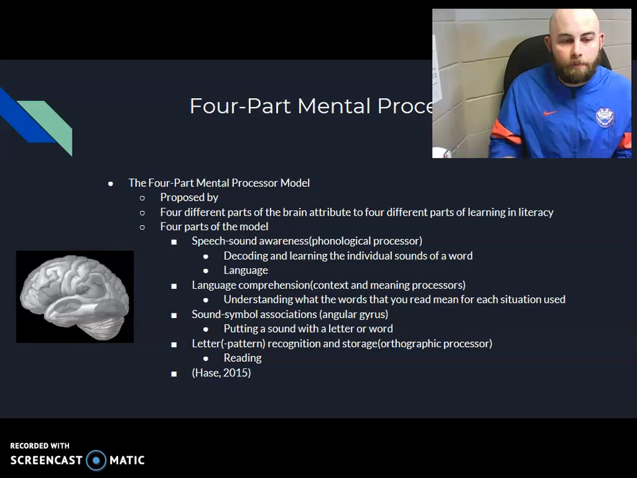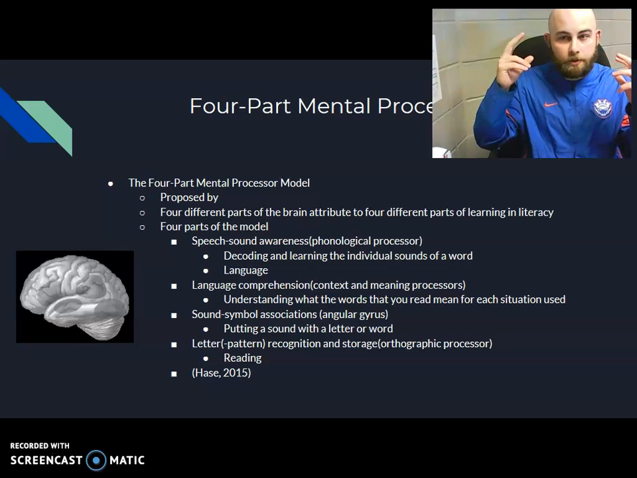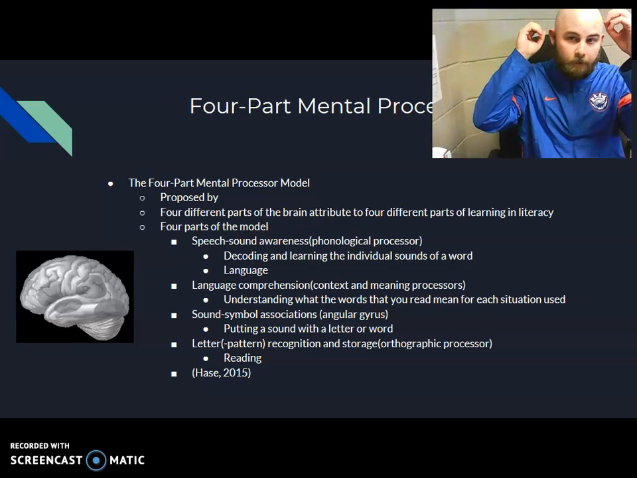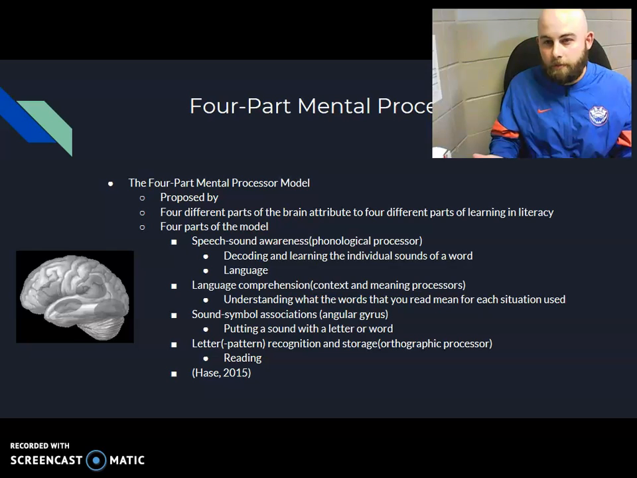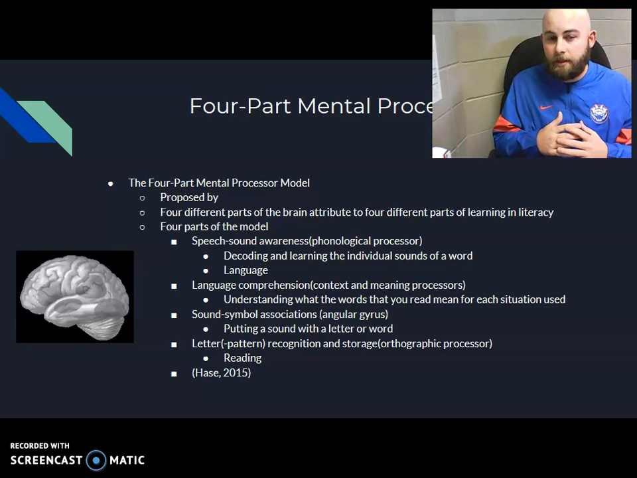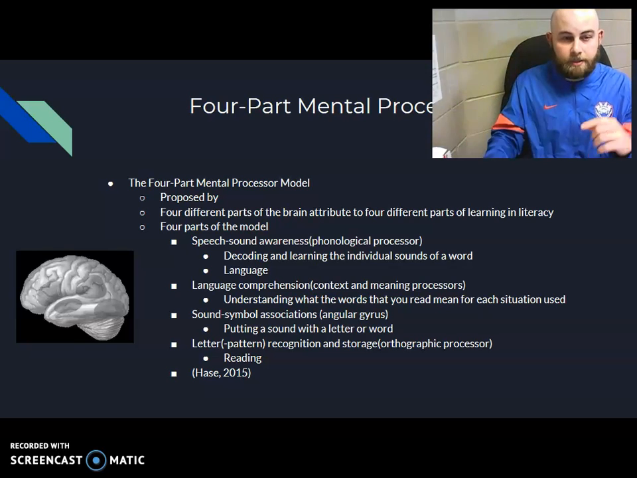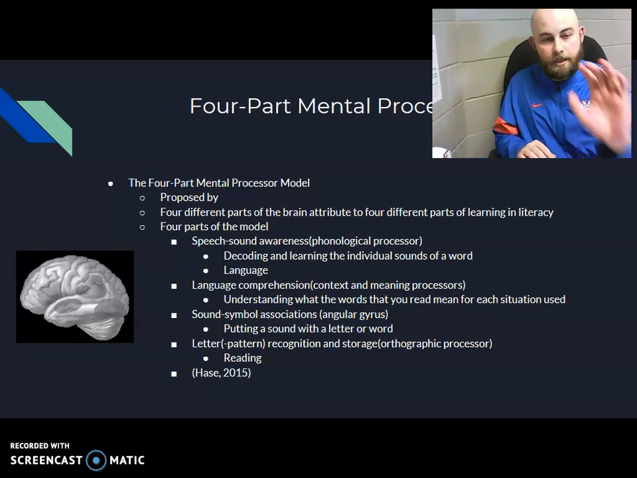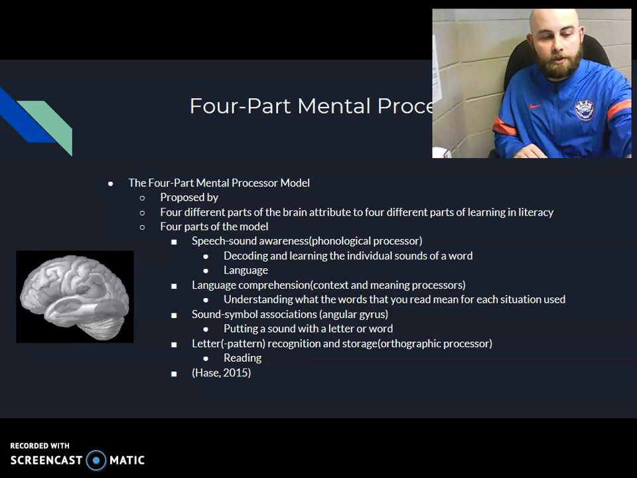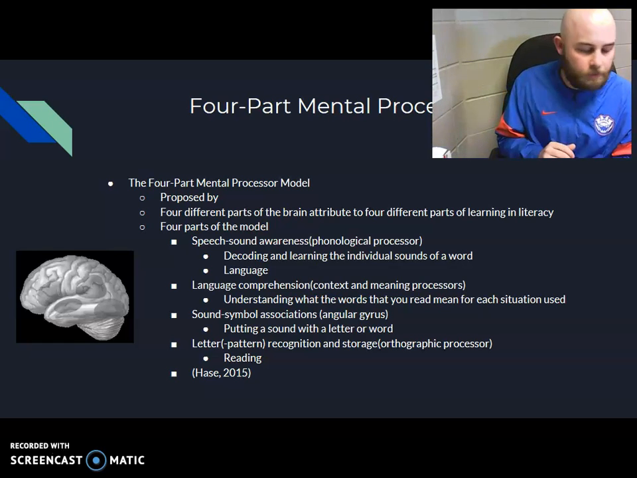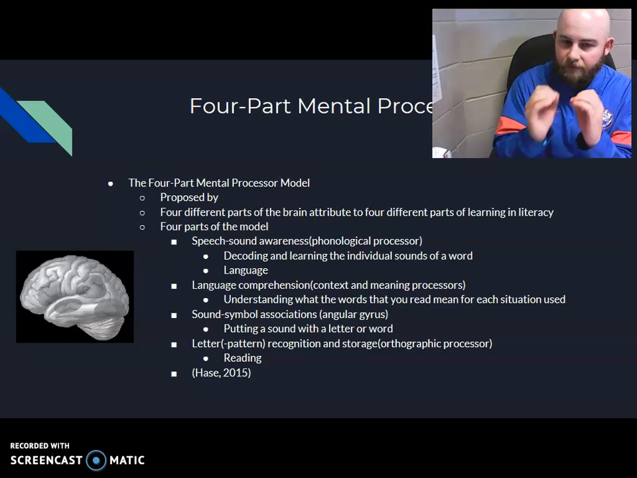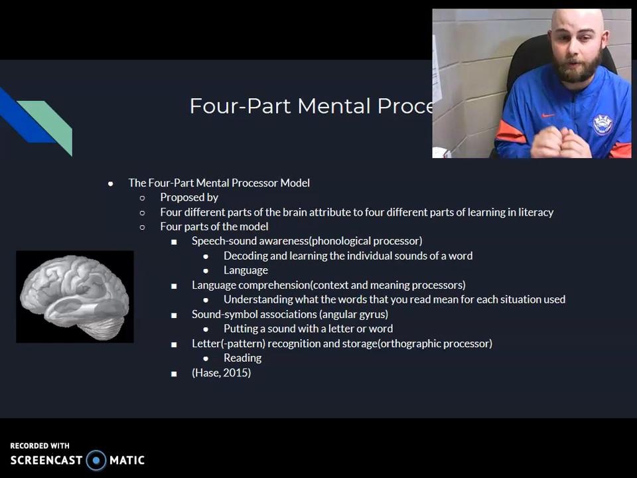Next, we have the four-part mental processor. Like I told you, four parts of the brain that process different areas of language, as far as speech. You have four different areas, and they're highlighted. There's a picture in the PowerPoint that shows the four different areas. One is speech sound awareness: being able to hear the word and take the individual sounds of that word and learn language.